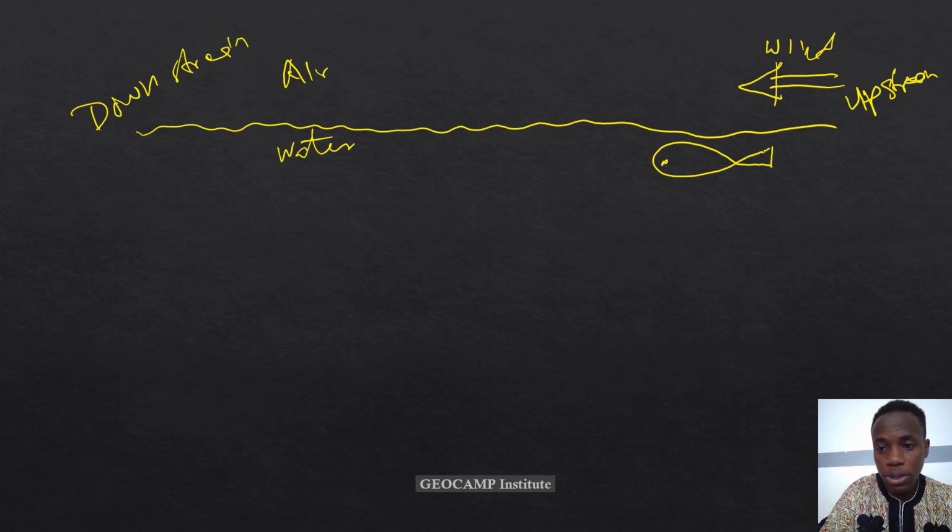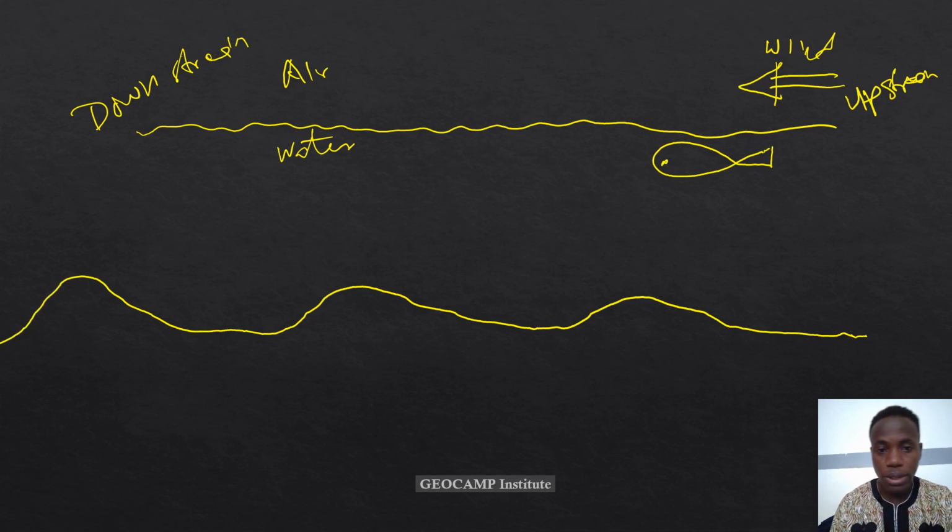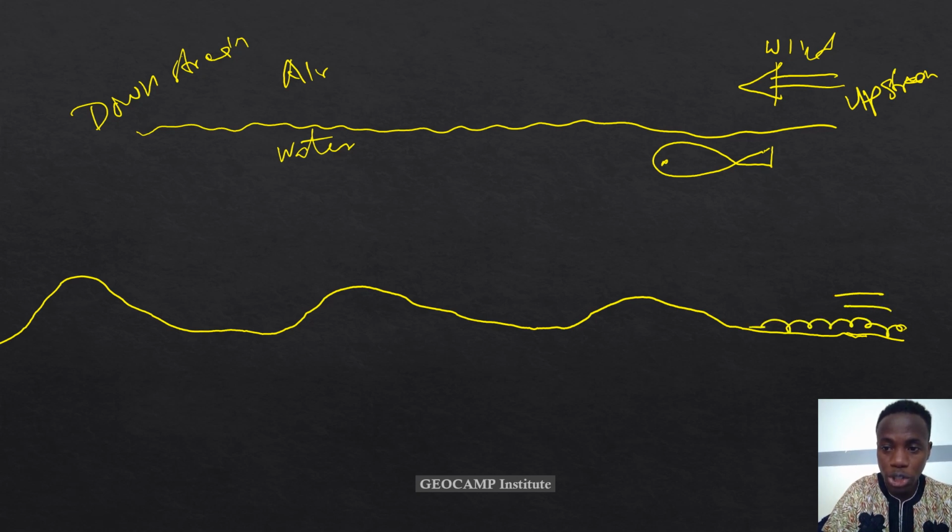Now typically what happens is that at the bottom of the river, you have what we call ripples. These are small scale mounds or ridges at the bottom of the river, all the way down to the substrate. Typically, sediments or particles move in the direction of currents, in this case from upstream to downstream.